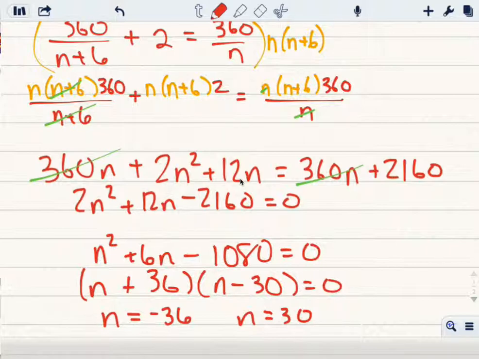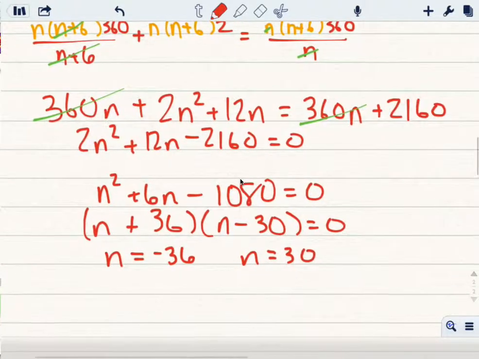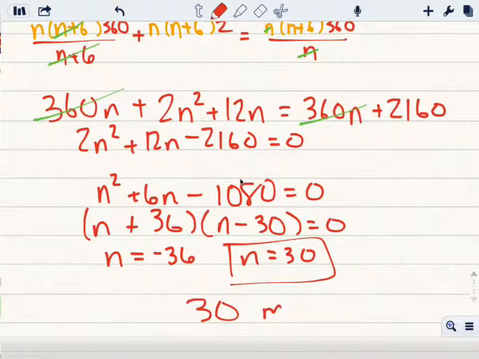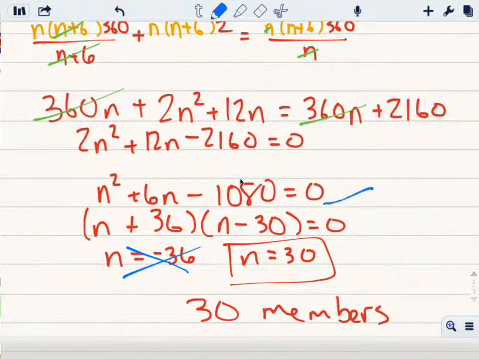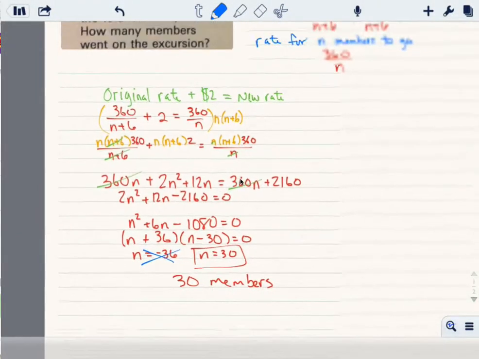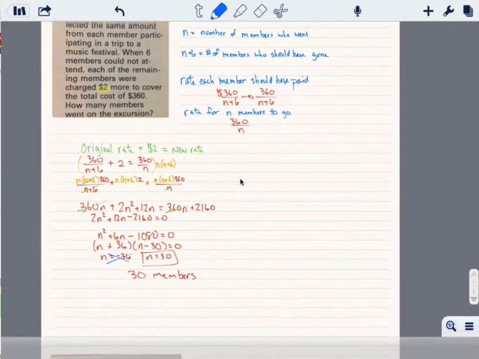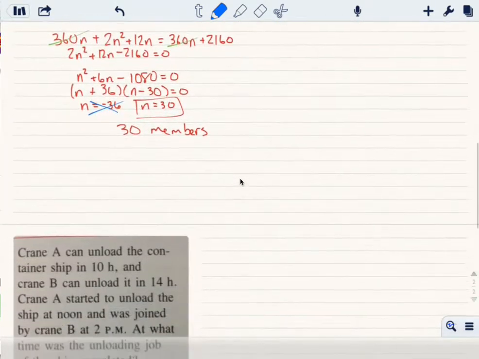Okay, so n is what? n is the total number of members who went. 30 members. Remember, we throw out the negative one because we can't have a negative number of members. Okay, let's look at another one.